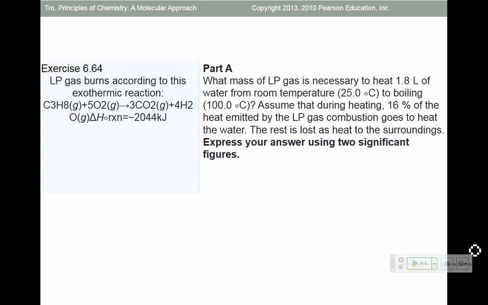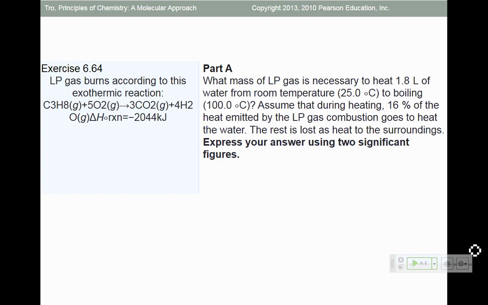It doesn't matter what LP is. I don't even know what they mean by LP. It doesn't matter. But this thing, C3H8, it wants to know the amount of heat for 1.8 liters of water to increase the temperature from 25 degrees to 100 degrees. So it wants to know how much of this you need to generate enough heat here to make water boil. That's all it's asking. The discrepancy comes from when I worked it.